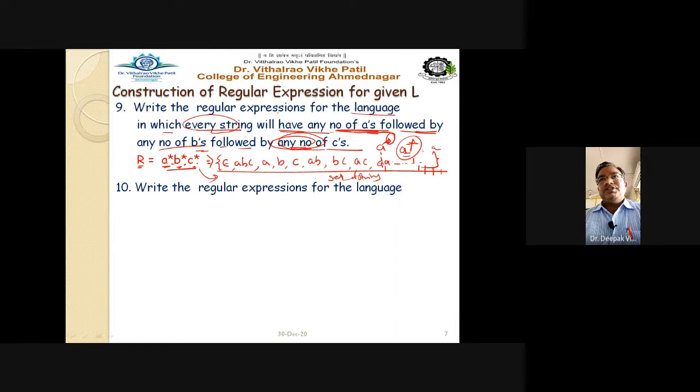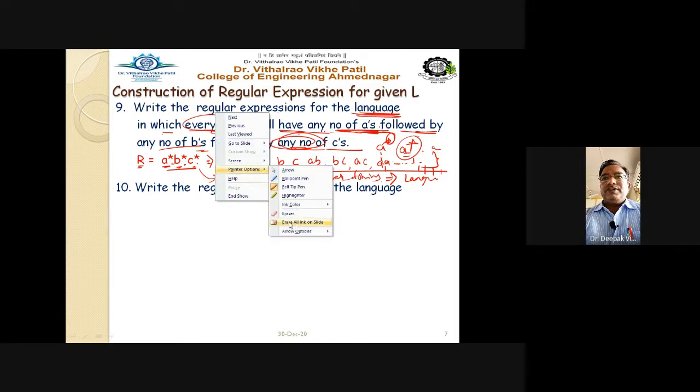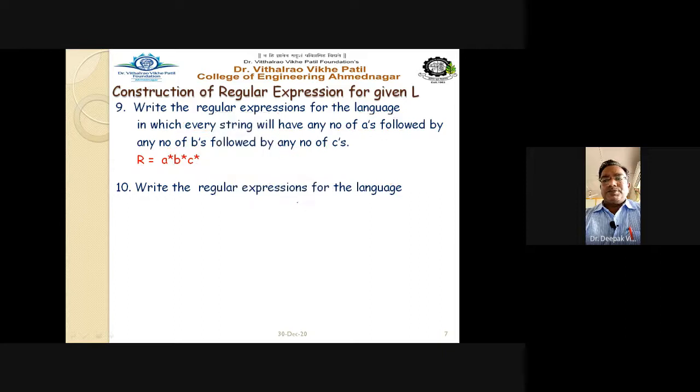And this set of strings belongs to the language, and which is the language? This particular language given in the question. The language consists of strings where every string has any number of A followed by any number of B followed by any number of C. Very simple. There is no difficulty in writing this regular expression.